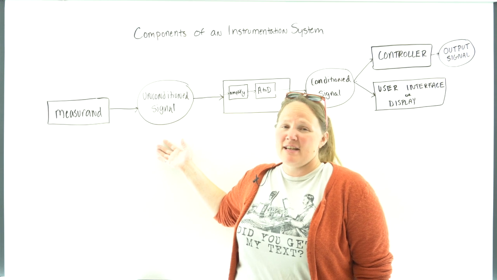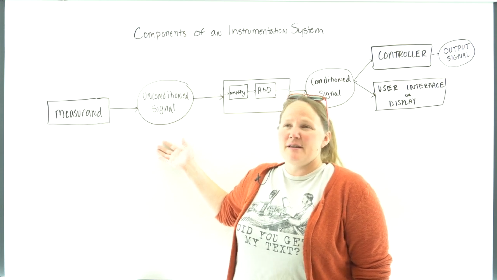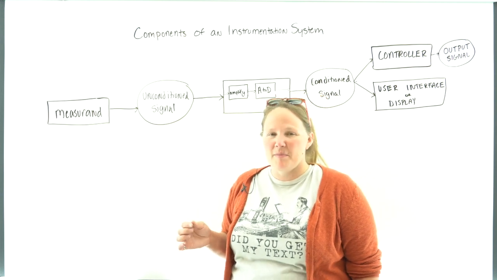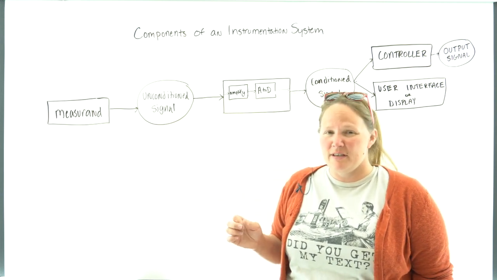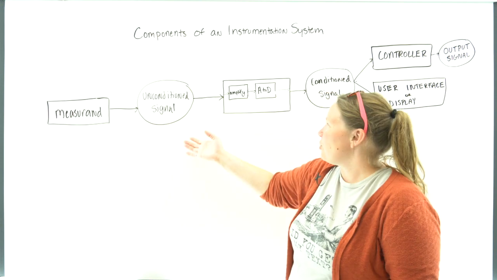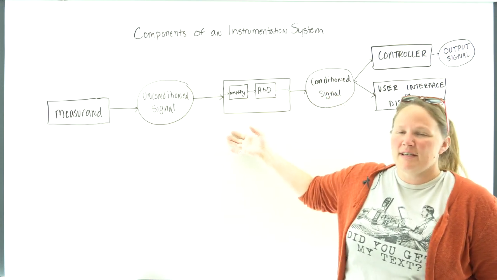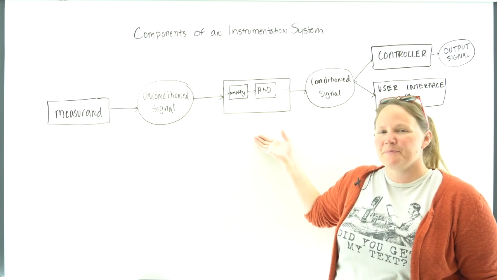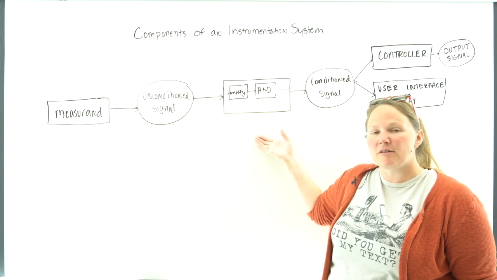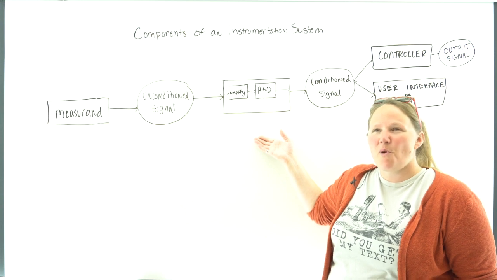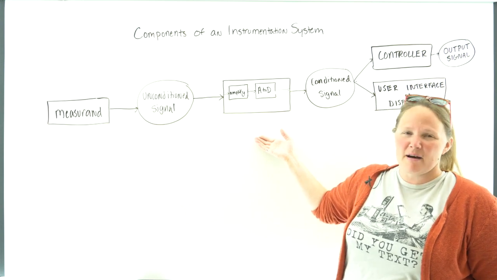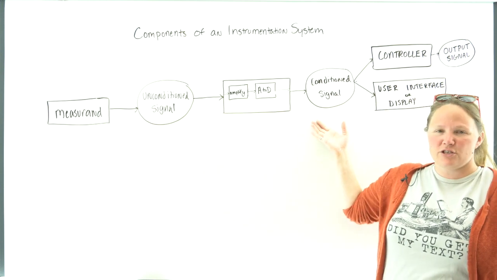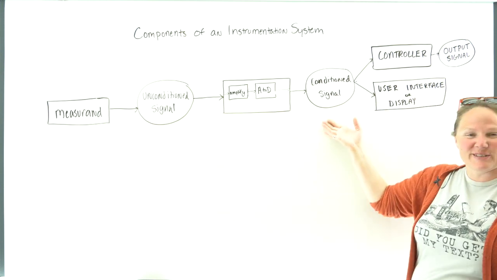We want to condition that signal because it's most likely a very weak signal, maybe a small resistance change or a very small voltage. So we condition that signal, we send it through an amplifier, and then we convert it from analog to digital. There are other types of signal conditioning processes that we won't get into much in this class, maybe a little bit more. So once the signal is conditioned, it becomes a conditioned signal.